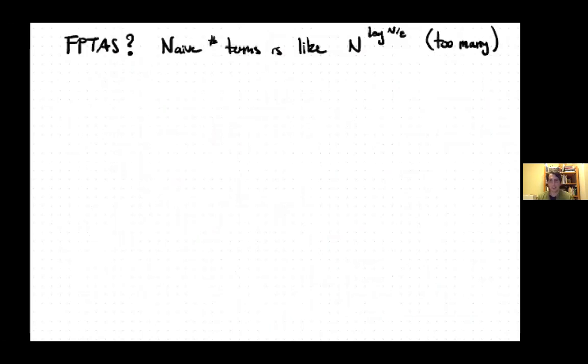The problem, though, or a first problem, is that you have to do this in polynomial time. And there's a lot of coefficients, unfortunately. So if you have a polynomial of degree n, think of the hardcore model. You have an activity lambda per particle. If you made all the activities different, you have n different variables. So the number of possible coefficients up to order log n over epsilon is like n to the log n over epsilon. And this is not a polynomial.